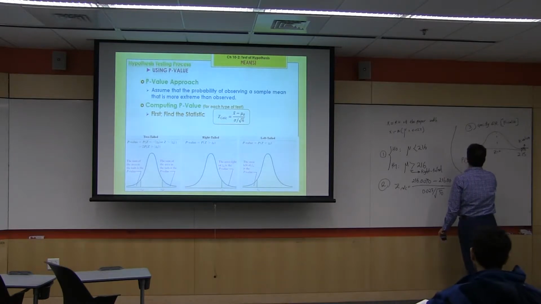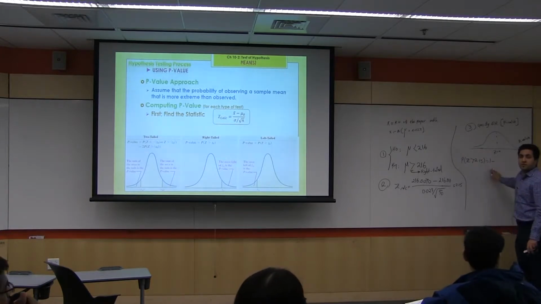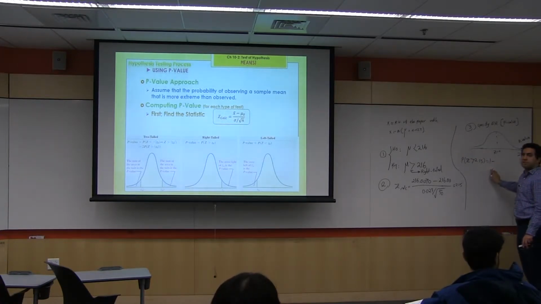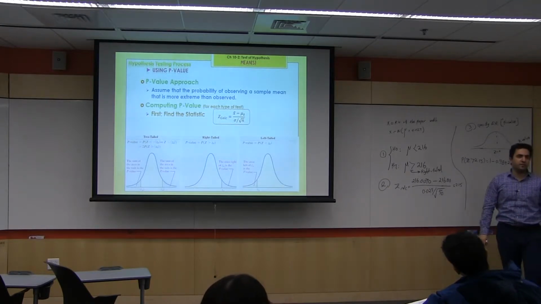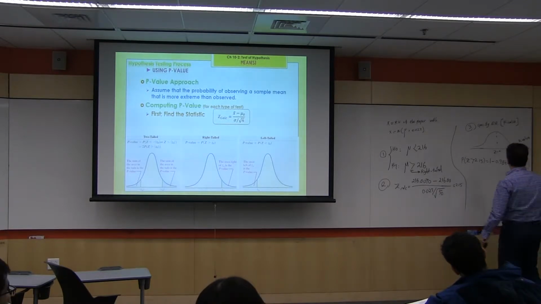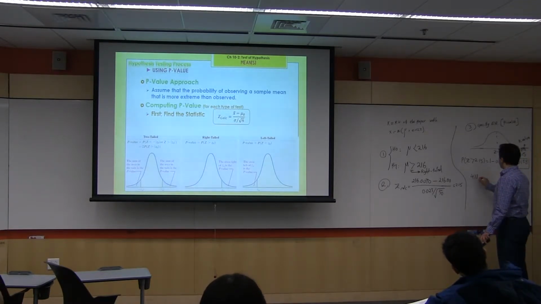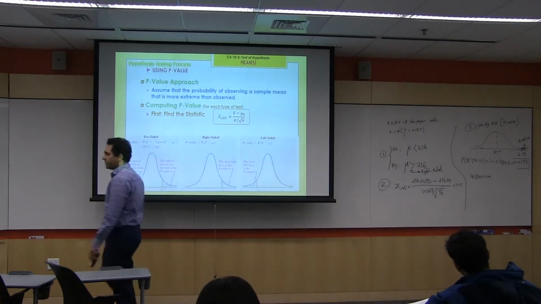So, P of z more than 2.15 is what? 1 minus 0.942, and this is 0.0158. Is that right? This is my p-value, and now I can make a decision. This is a probability value, and for decision making, we make the decision based on this.